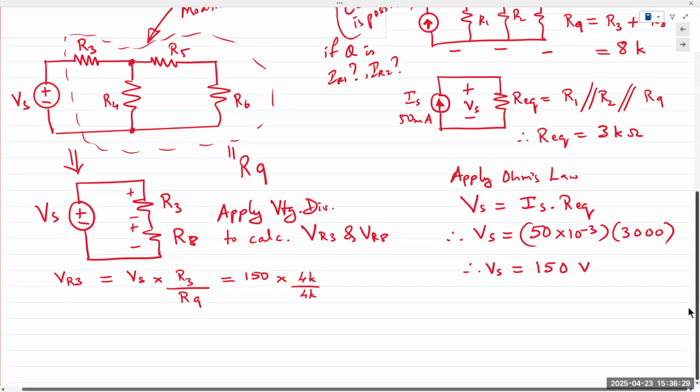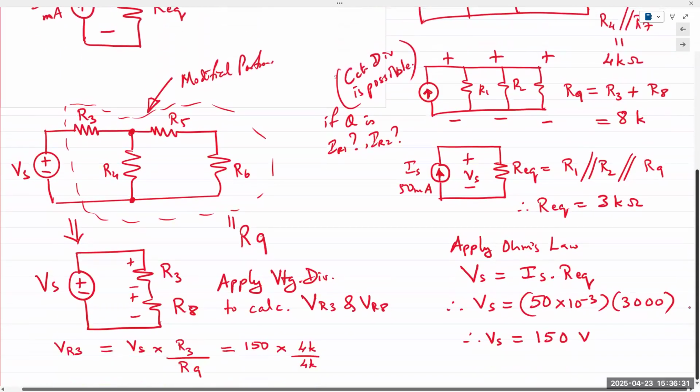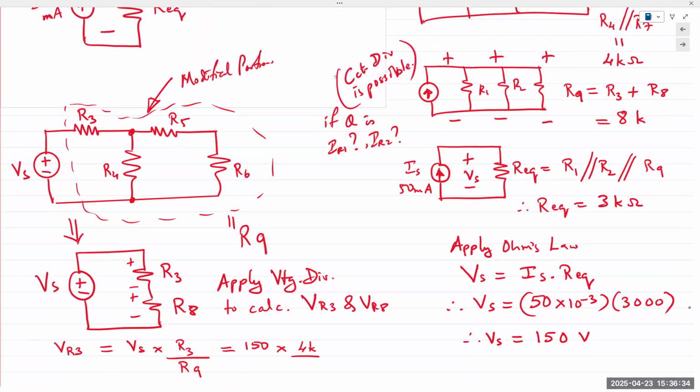Wait, that doesn't make sense. Hold on. Req, sorry, 8K. It's half. Won't need to do anything. It's 75 volts.